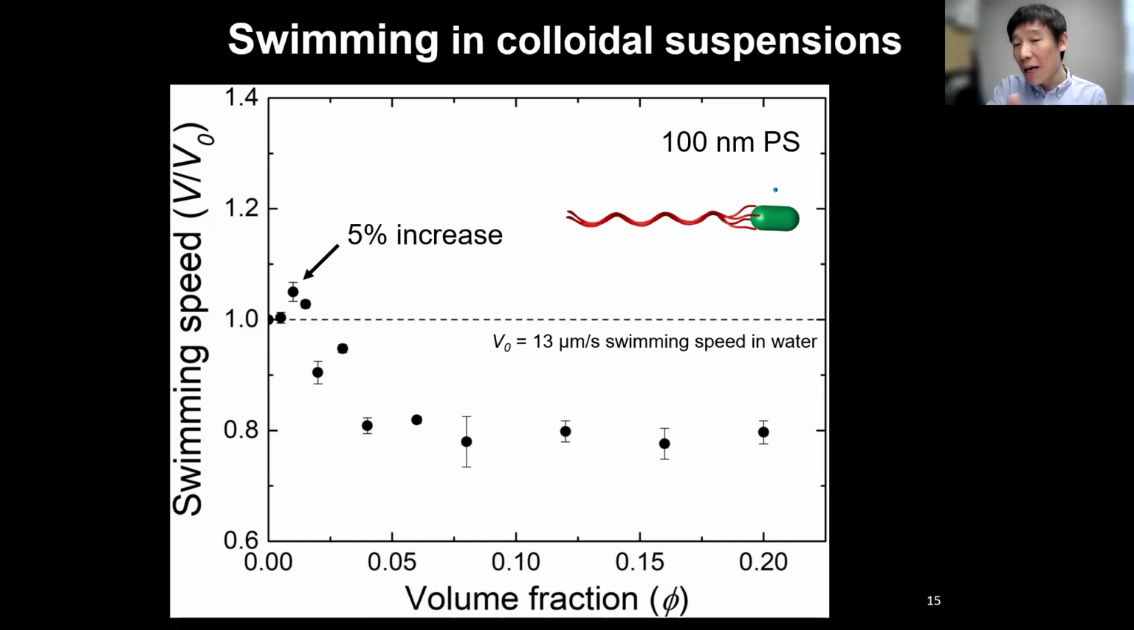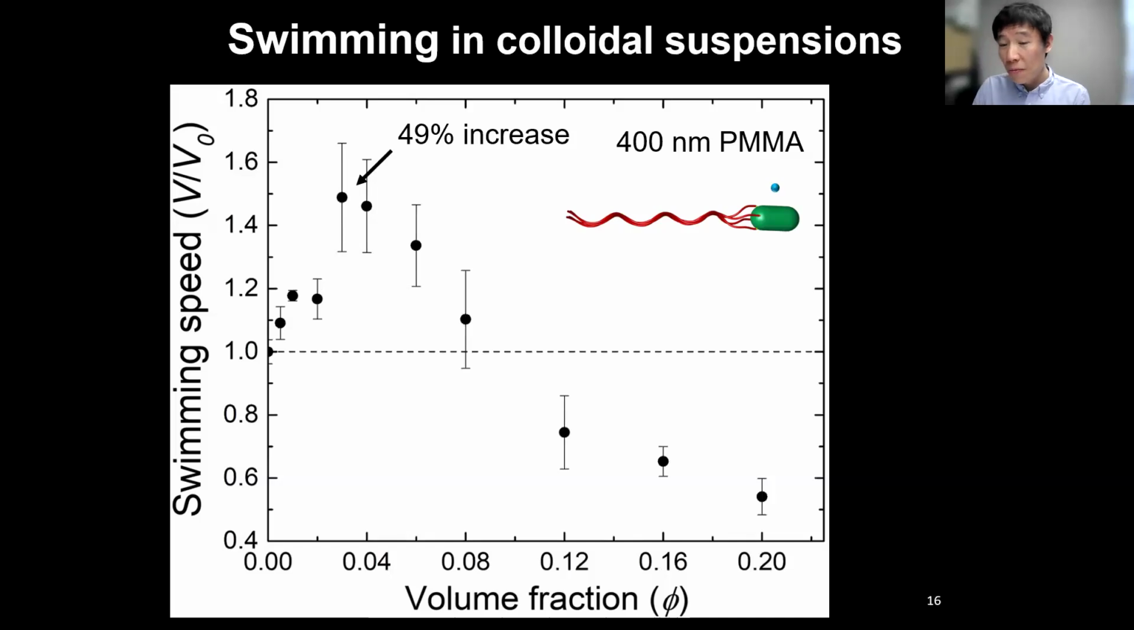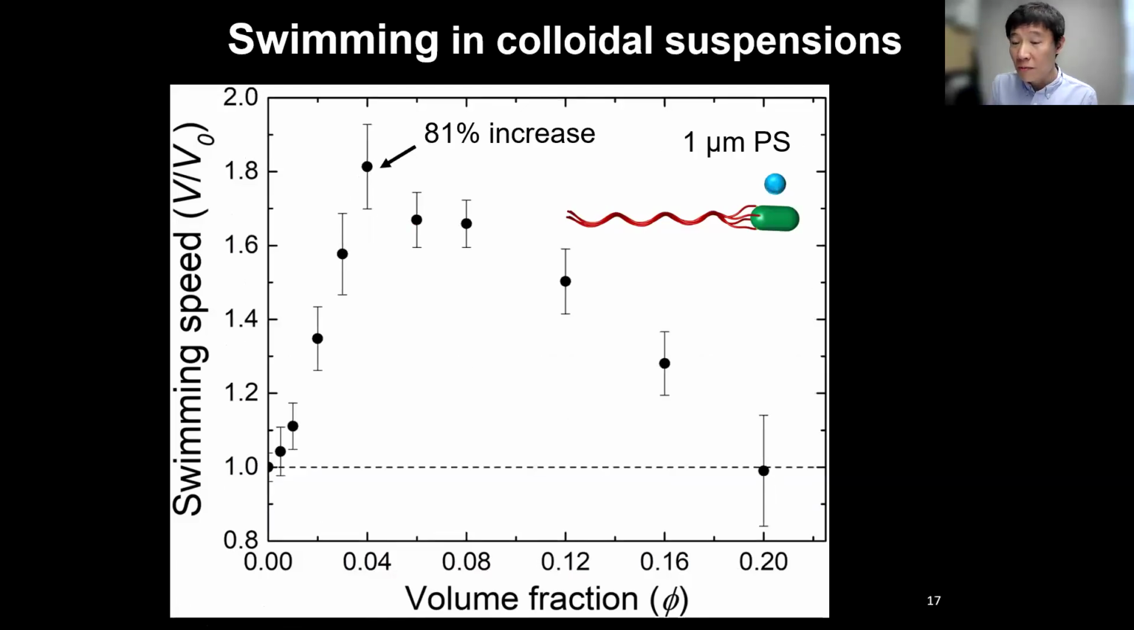I plot everything normalized by swimming speed in water. And then I increase the size of the particle. When I go to 400 nanometer PMMA particles, I see about 50% enhancement at a volume fraction of about 3% or 4%. Okay, so this is pretty pronounced. The largest particle we use is a 1 micron polystyrene particle. In this case, again, at about 4% volume fraction, we see about 80% enhancement. So this is quite a lot of enhancement.